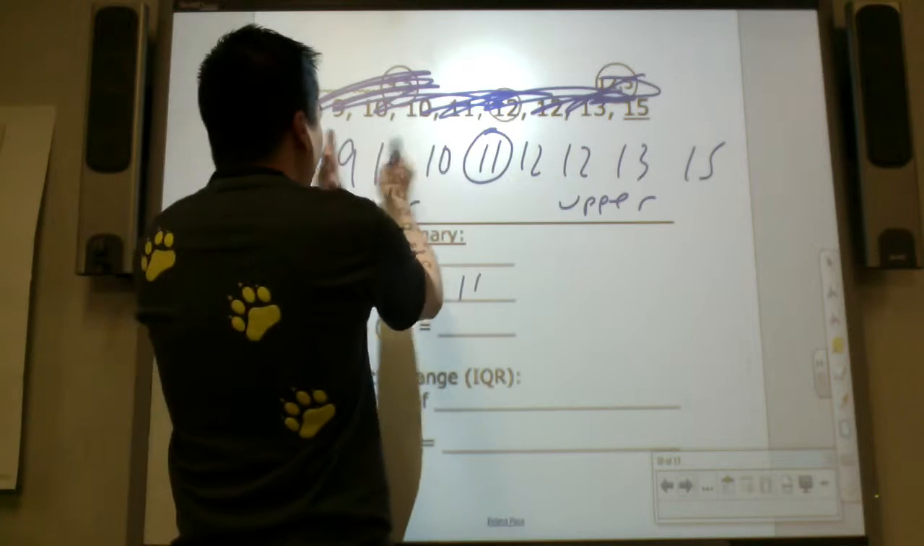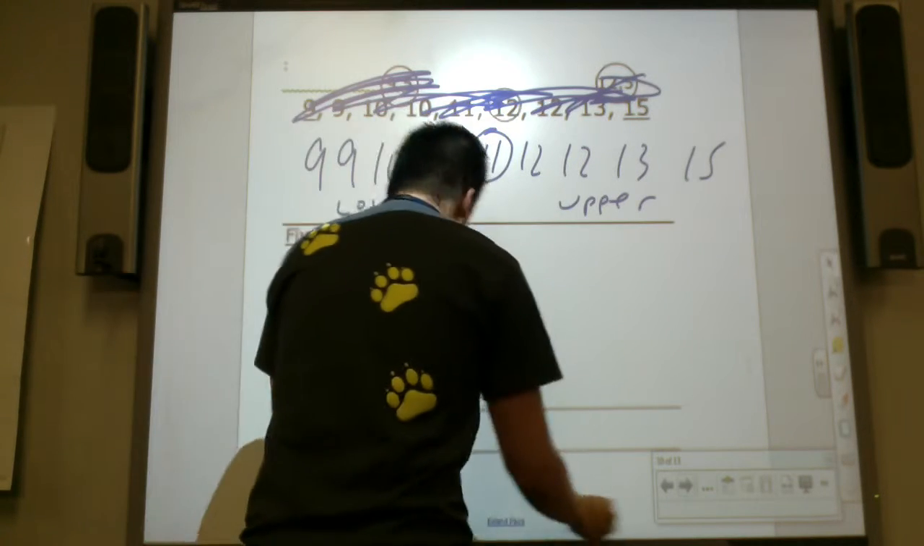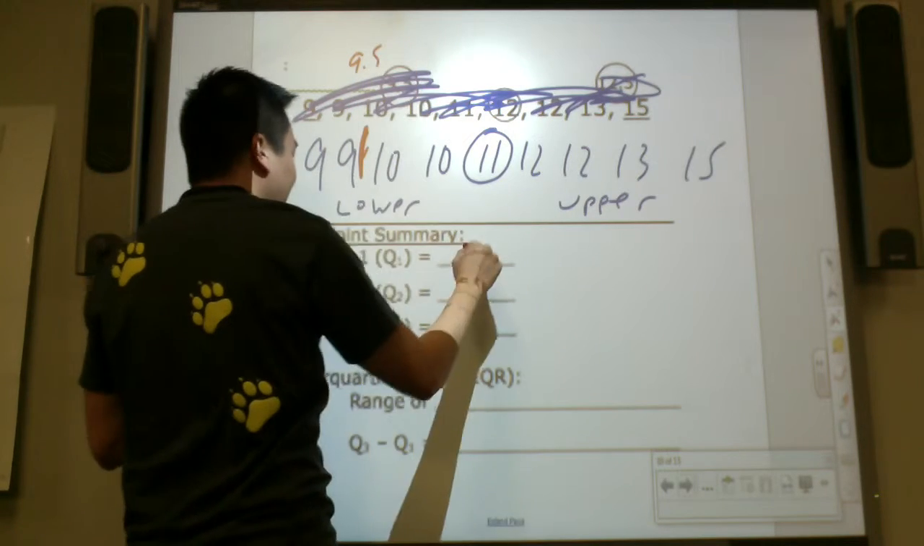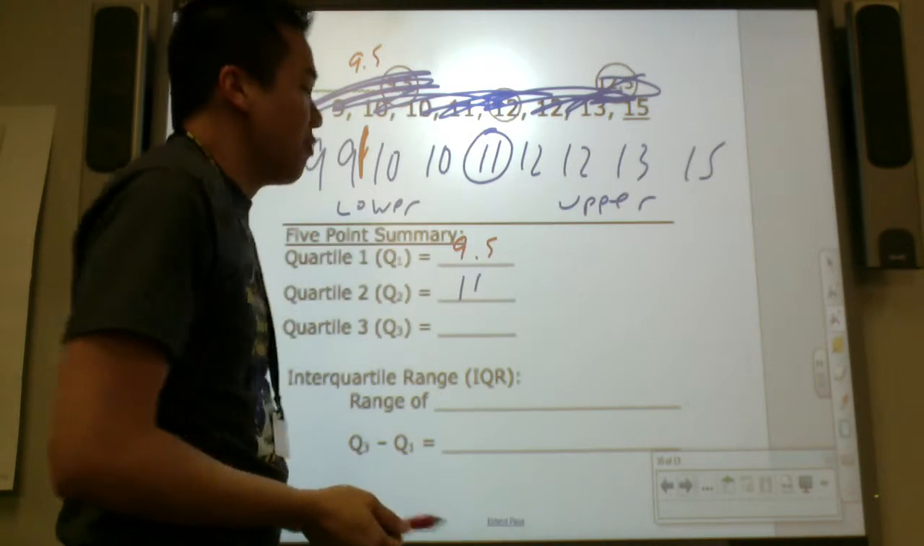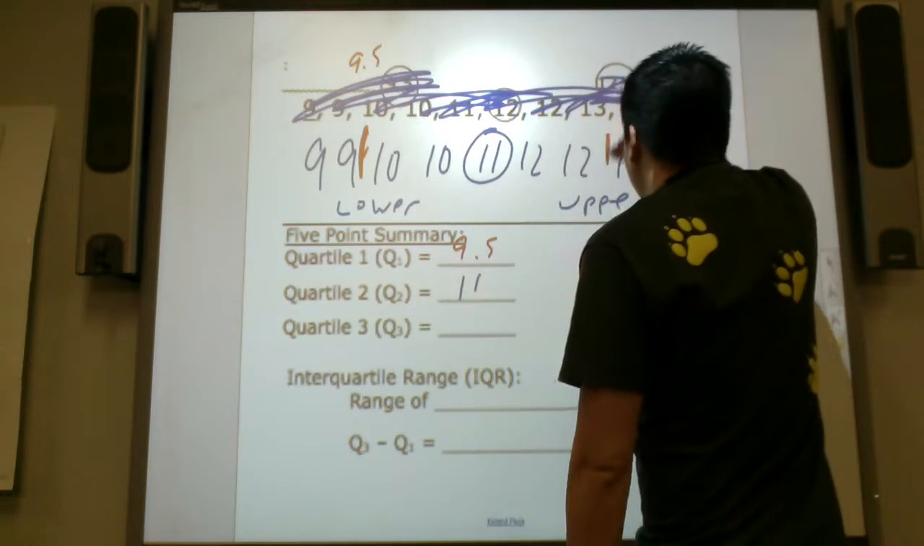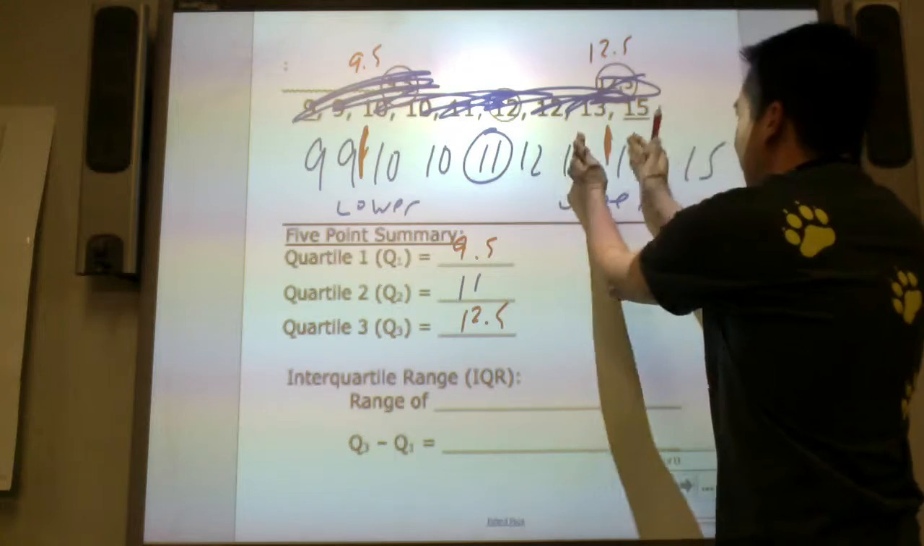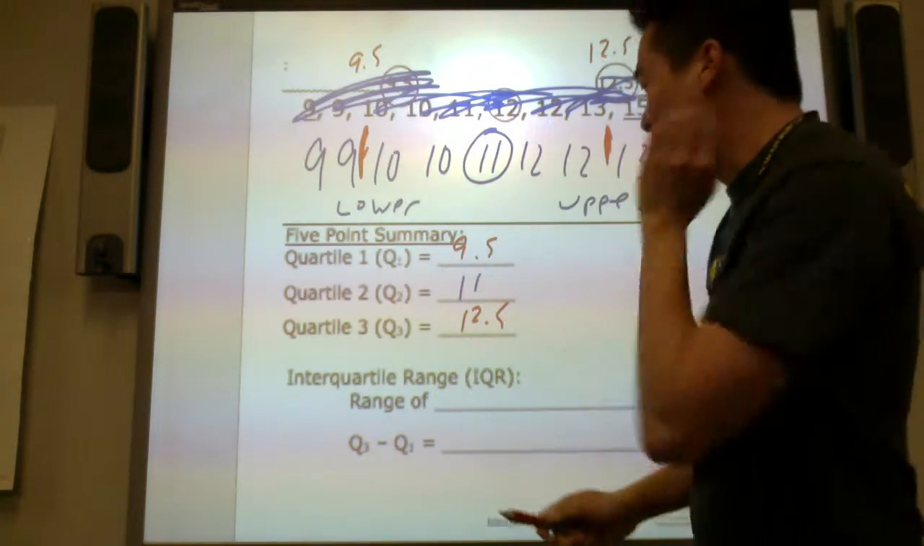What's the median of the lower half? I think it's going to be right here. So 9.5 is the median. Now find the median of the upper half. It's going to be right here. That's 12.5. Guys, it was between 12 and 13, so 12 and a half.